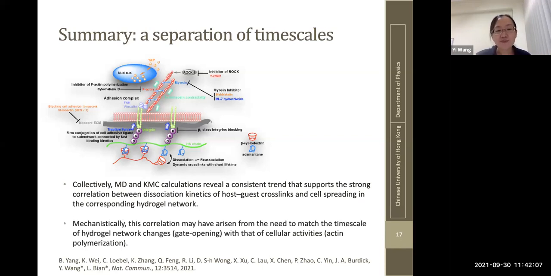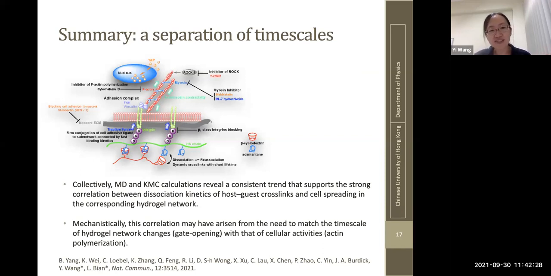Mechanistically, this most likely arises from a separation of timescales, a match of the timescales. You need to match the hydrogel network rearrangement, the topology rearrangement, with the cellular activities such as actin polymerization.